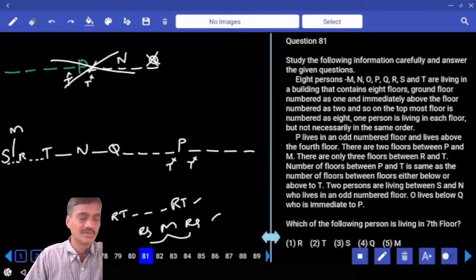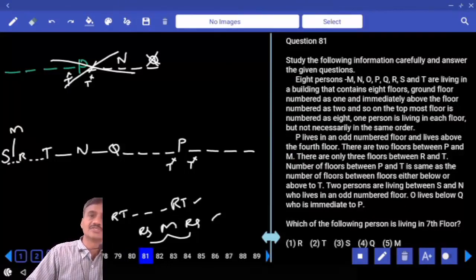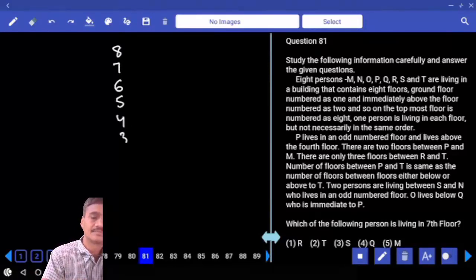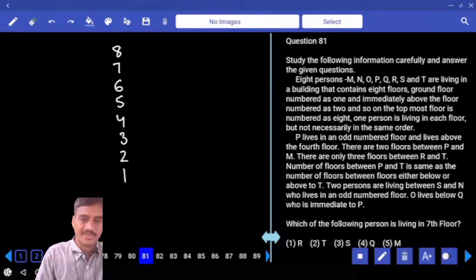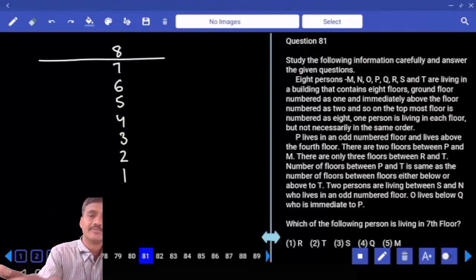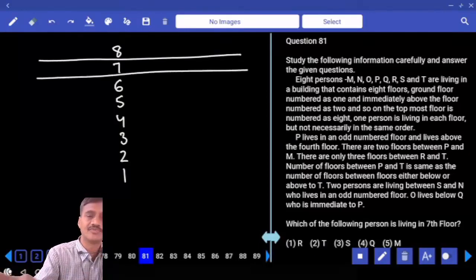Then 81 to 85. Now this 81 to 85 is just based on floors, and floors without any parameters should be the first priority under any examination, whether it is clerical prelim or PO prelim. Then P lives on an odd number floor and lives above the fourth floor.